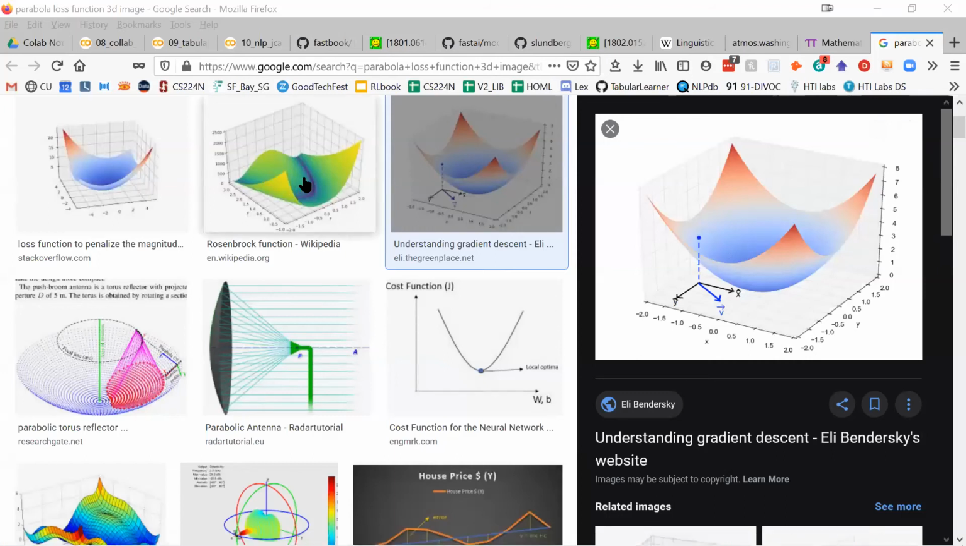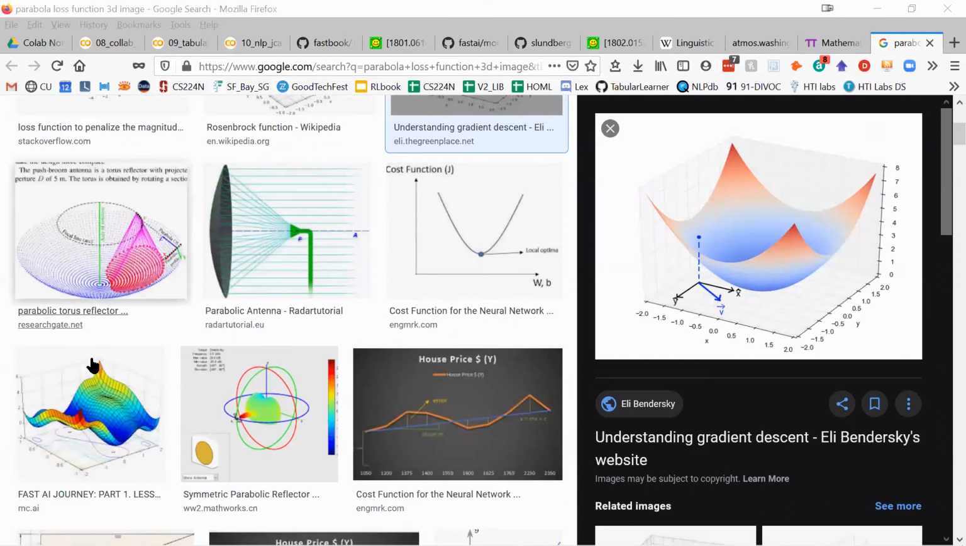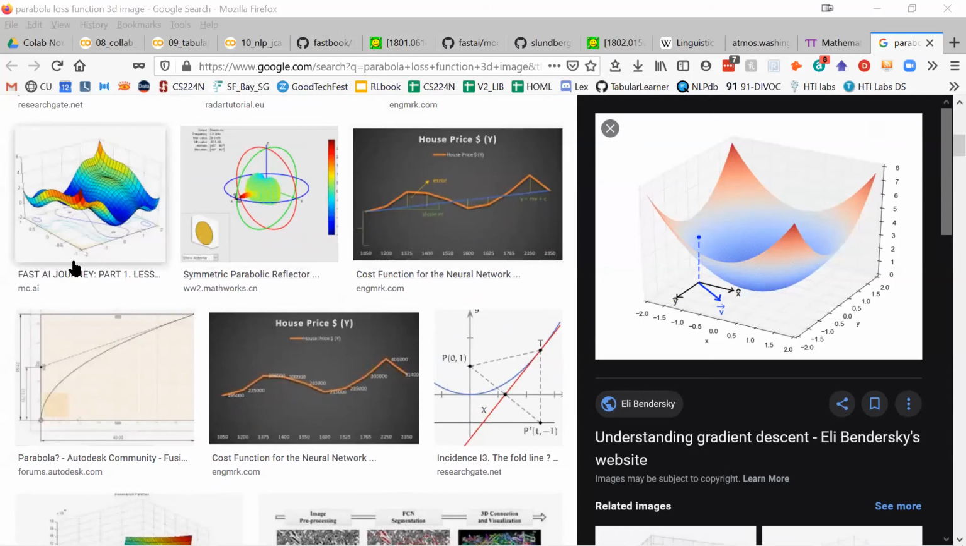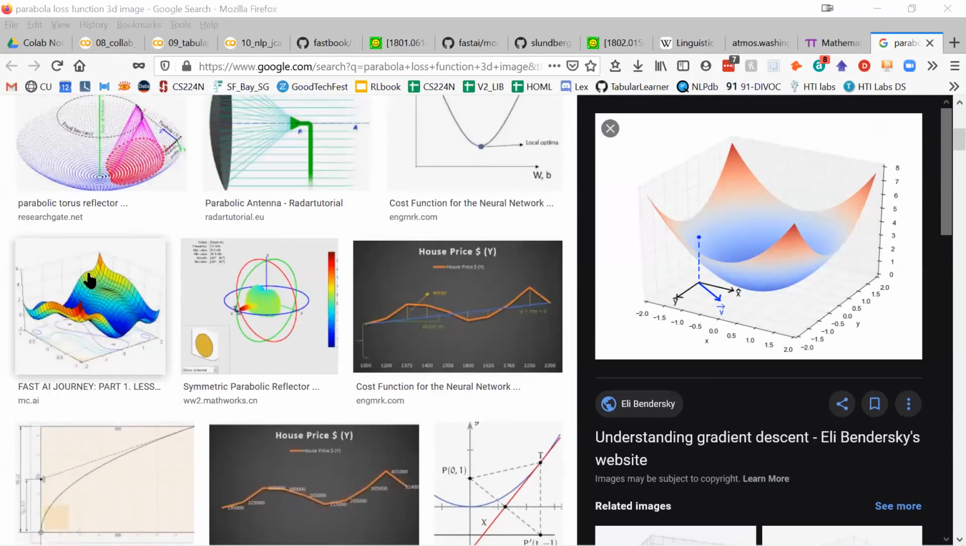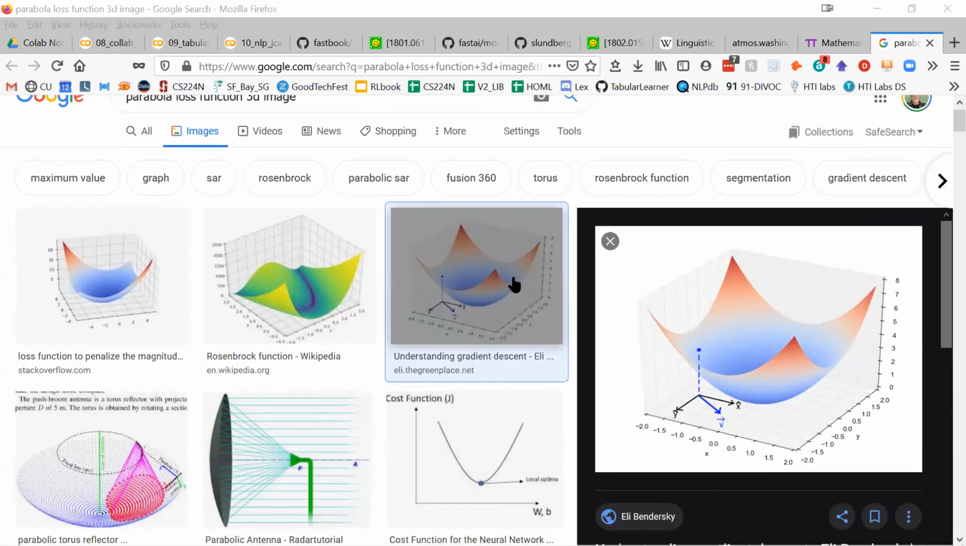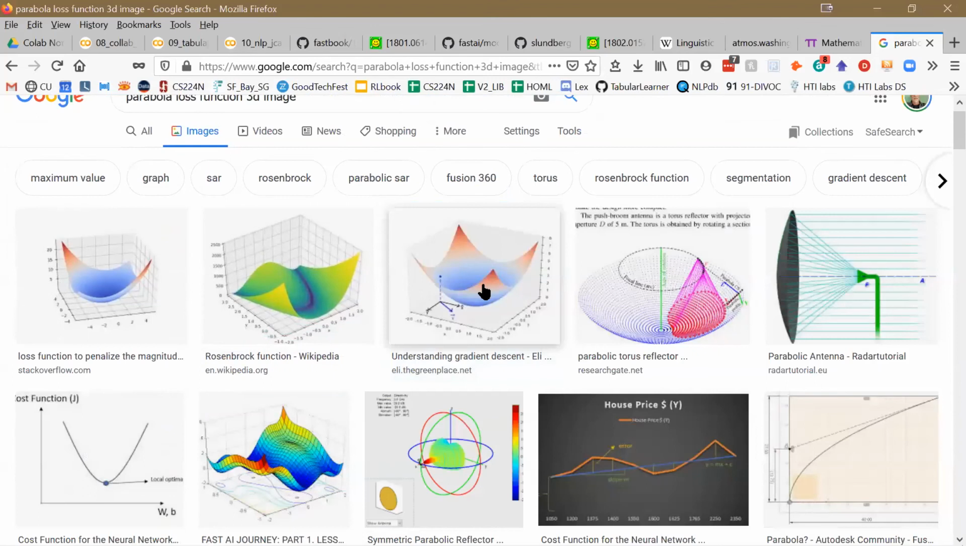Okay, so now I think you can see what we're looking at. Let's look at one of the simple ones, but look at all these very complicated looking loss functions. That's one thing to realize, that loss functions can get really nasty. They can have all kinds of wrinkles and kinks in them, and that can make it very difficult to get to the minimum. But when you have something like this, it's like the best you could get.